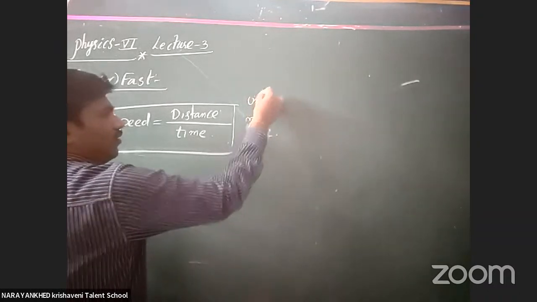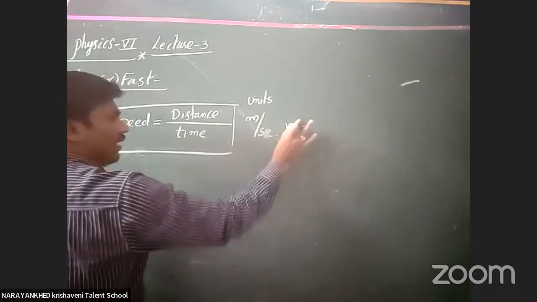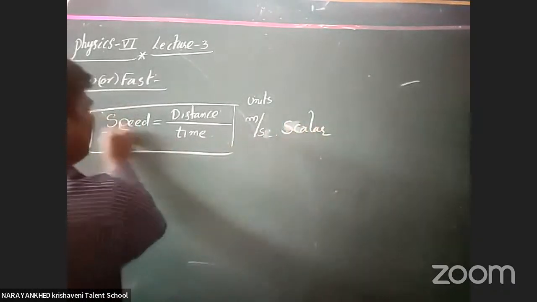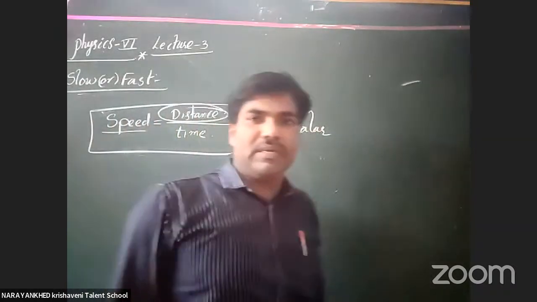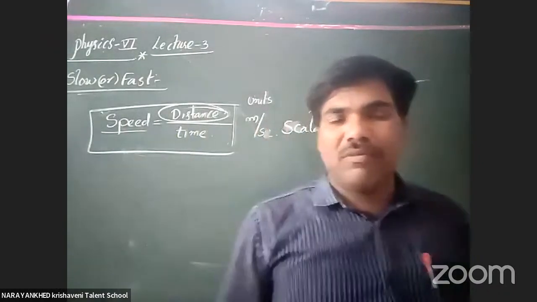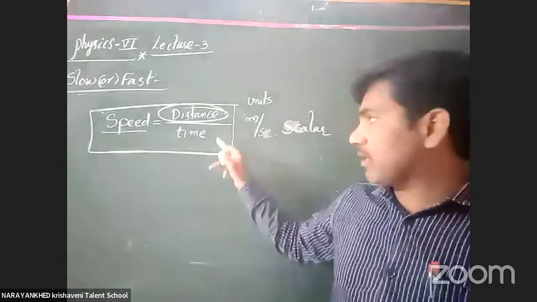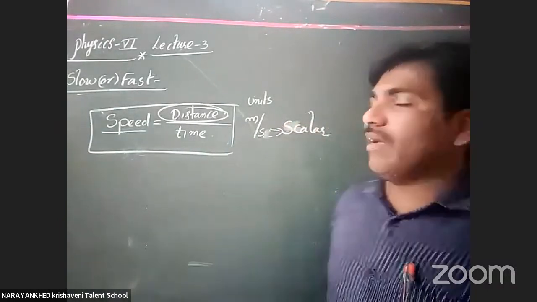These are the units, and is it a vector or scalar? It is a scalar. Yes, why? Because speed does not have a direction. Why? Because distance also does not have any direction, and time also does not have any direction. That's why the ratio also does not contain any direction. This is our scalar. This is only about the speed.